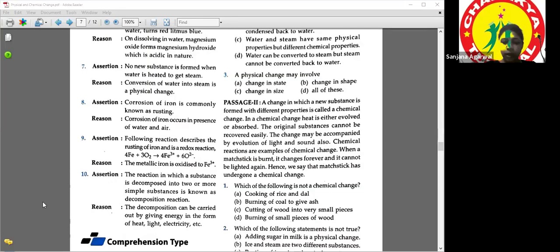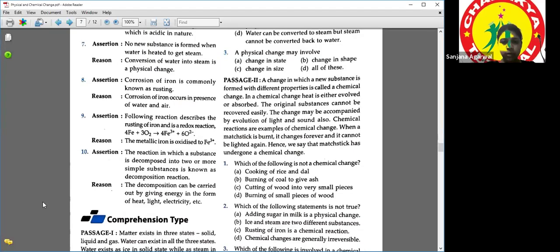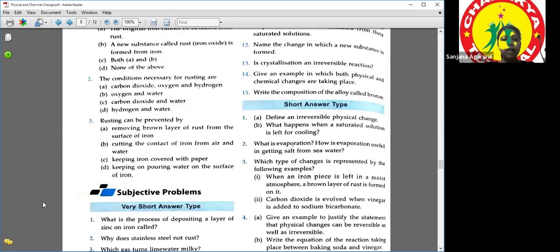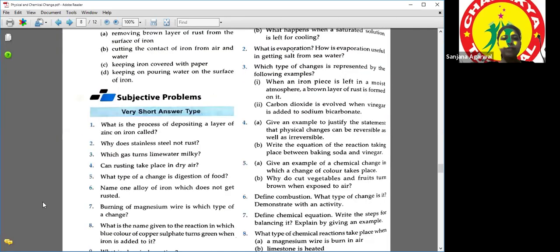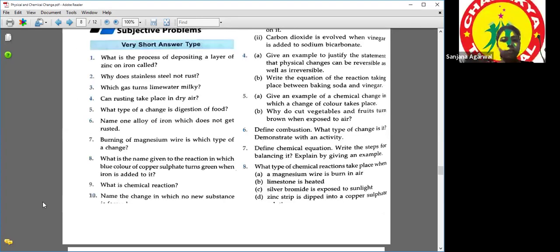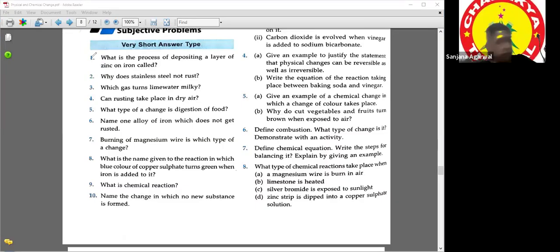Now I will give you the passages later, but let's solve a few first. Start doing very short answer type questions, and write just in the chat. Don't write the answer alone, write the number of the question also. Very short answer type questions. Please start sharing the answers quickly. I'm waiting for this one now. First: the process of depositing a layer of zinc on iron.